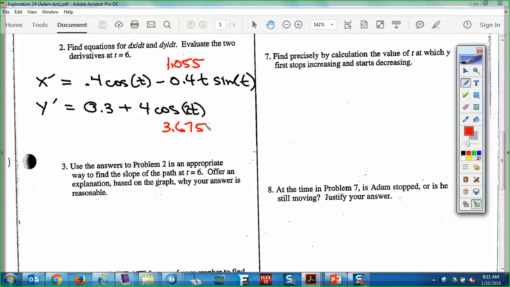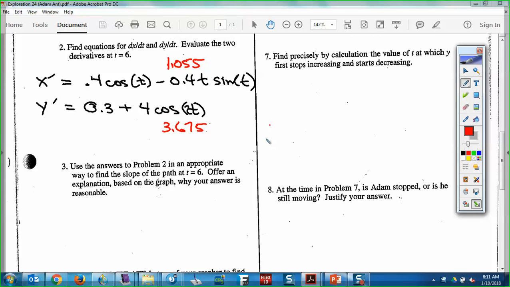So when you found that number, what should be screaming at you? Sometimes we get too caught up in just the mechanics of it. We plug in the centers, we type it in, vertical bar, however you did it. What does it mean? It means he's going to the right. And what does 3.675 mean? He's going up. That's his vertical velocity, and since it's positive, he's going up. So at 6, he's going up and he's going to the right.